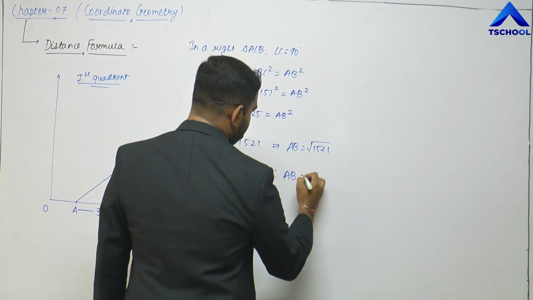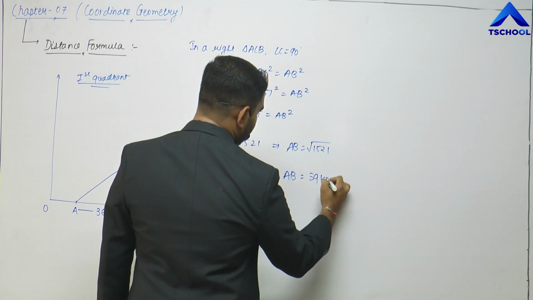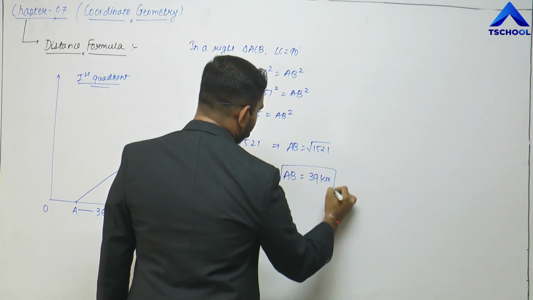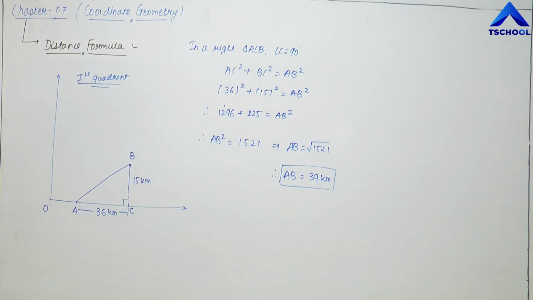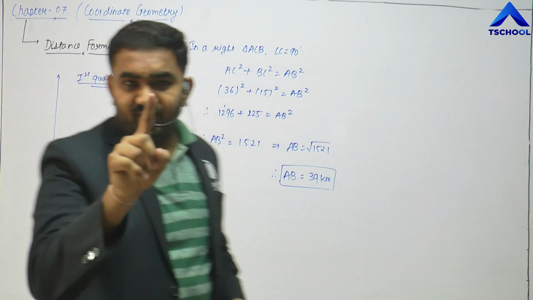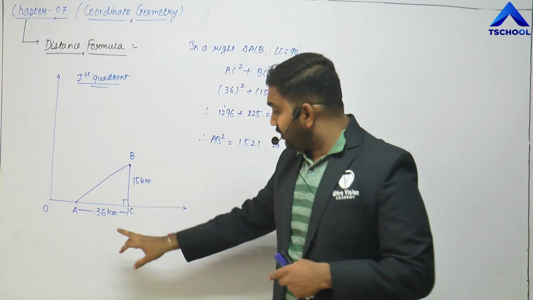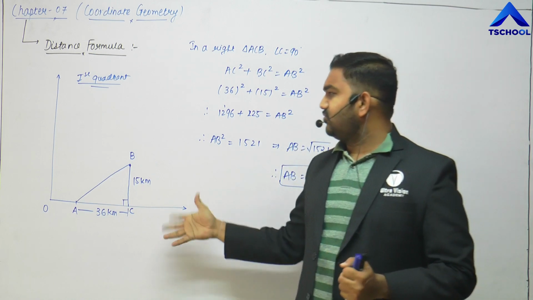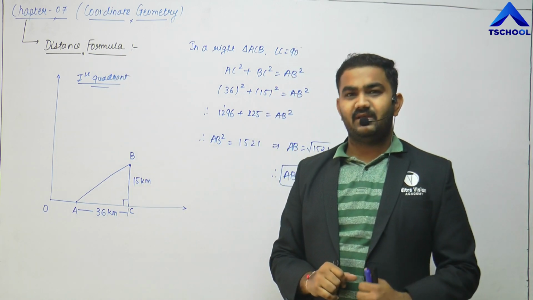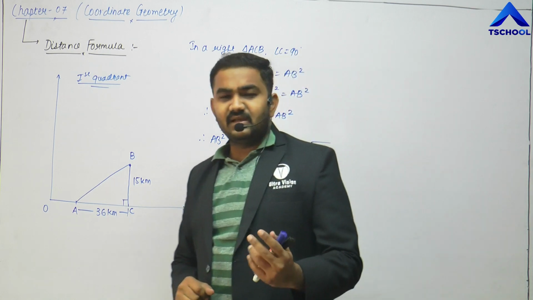So the distance between the two towns A and B is simply 39 kilometers, right? So this is how we can find it out. But note, friends, what did I say? Here the distances are directly given, so there is no use for the distance formula here. Is it clear or not?